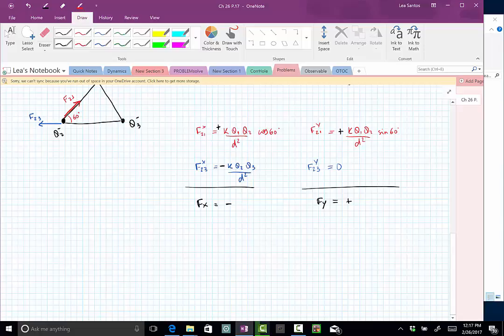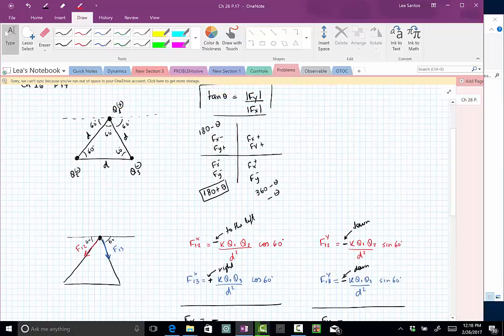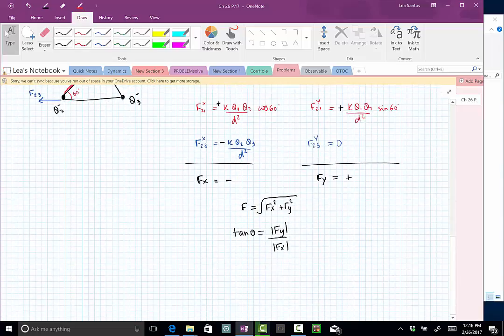Okay, so we'll use Pythagoras to get the magnitude of this net force, and we can also find the angle using the ratio of the absolute values of the forces. Now, if x is negative and y is positive, that means that we are in the second quadrant. So to enter the angle so that our Webwork accepts, we are going to use 180 degrees minus theta, and that will be it.